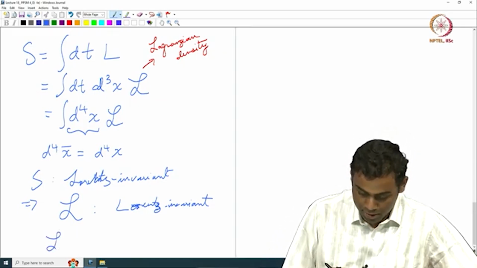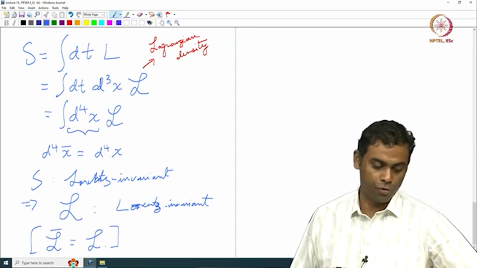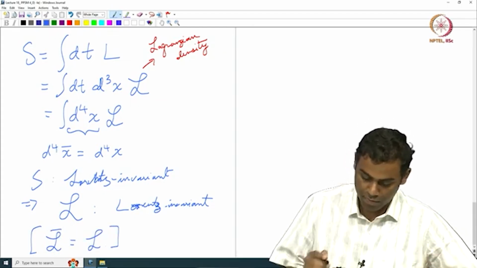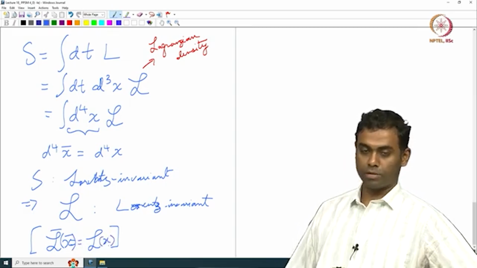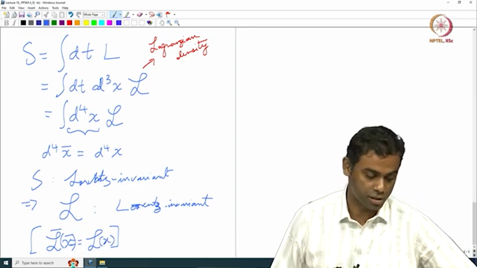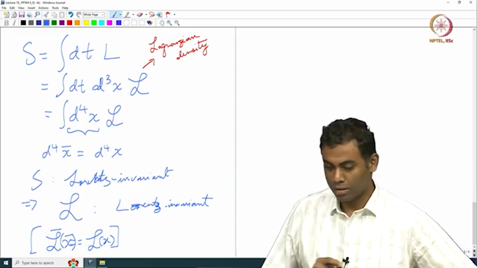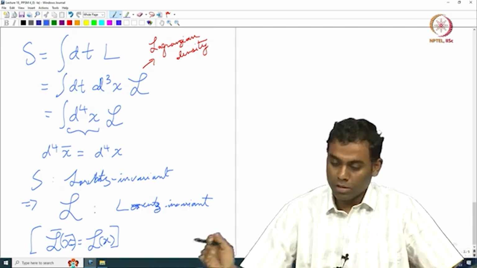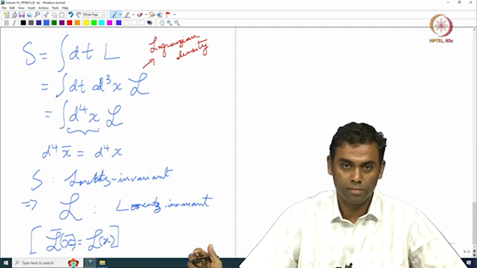So let me just explicitly write. That's what this means. In the new frame, you get the same. To be even more explicit, that's what this means. Okay, whatever combinations of fields I put, I should satisfy this condition. Okay, excellent. Now, what is the Lagrangian from which the Klein-Gordon equation comes?